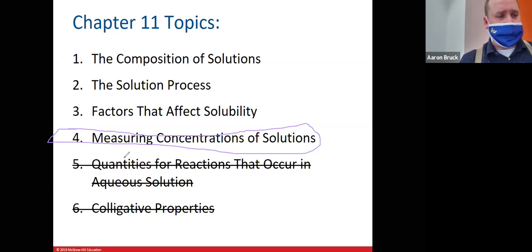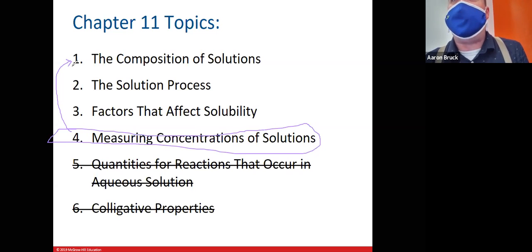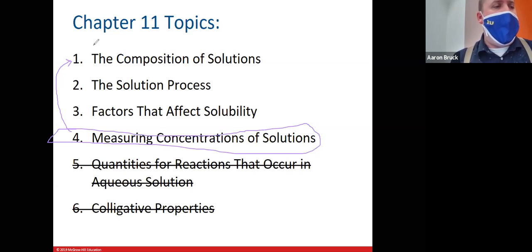What I want to do is rewind us. I want us to go back now to the first three parts of this chapter, which are considerably shorter, and go into the fundamentals of what a solution is and how a solution forms, now that we know how to calculate those values.